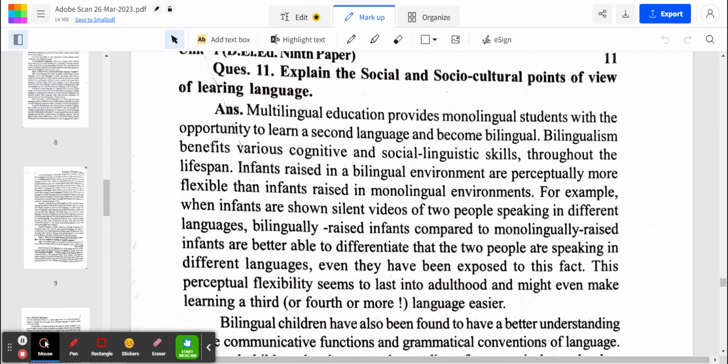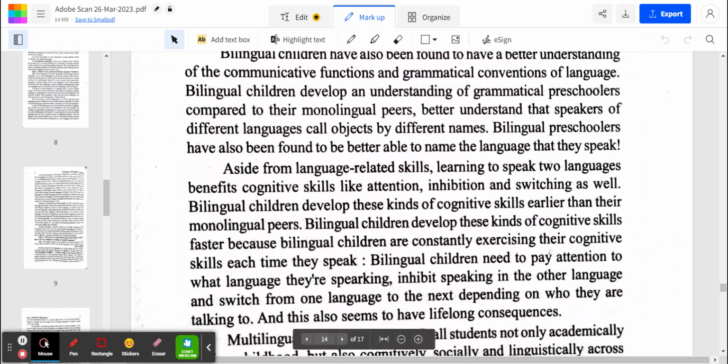Infants raised in a bilingual environment are perceptually more flexible than infants raised in a monolingual environment. For example, when infants are shown silent videos of two people speaking different languages, bilingually raised infants are better able to differentiate that the two people are speaking different languages, even though they have not been exposed to them. This perceptual flexibility seems to last into adulthood and might even make learning a third or fourth language easier.